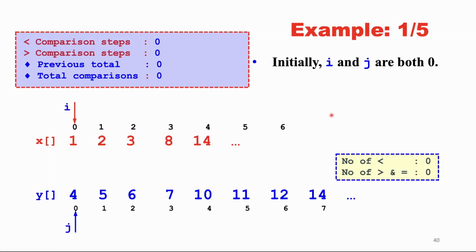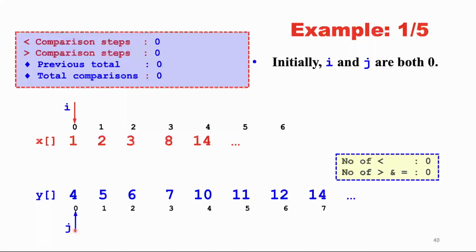Let's take a look at an example. This table shows the number of comparison steps in a few adjacent comparisons, and this is the number of larger-than comparisons we encounter, the previous total, and the total we currently have. This is the x array, this is the y array.